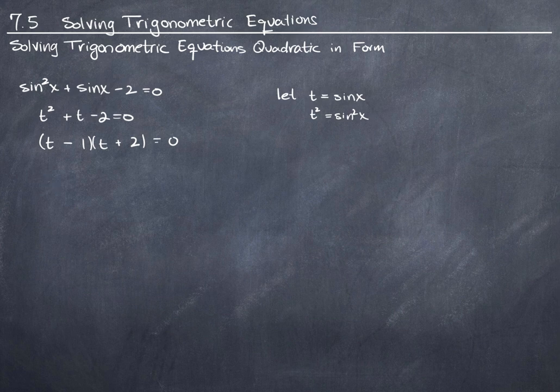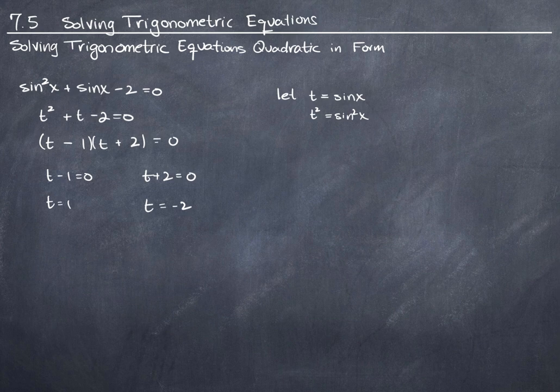Now, that means that I could set each of these equal to 0. t minus 1 equals 0. t plus 2 equals 0. So t equals 1. t equals negative 2. I'm going to assume you remember all of this from algebra from here down, so you don't necessarily need to write this step. You can go straight from t minus 1 as a factor of a product that equals 0 to just t equals 1.